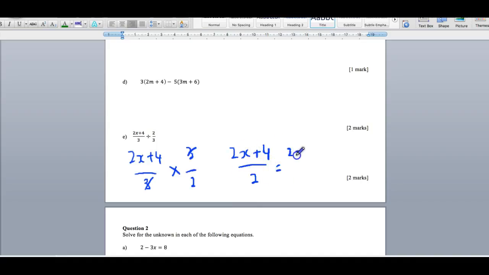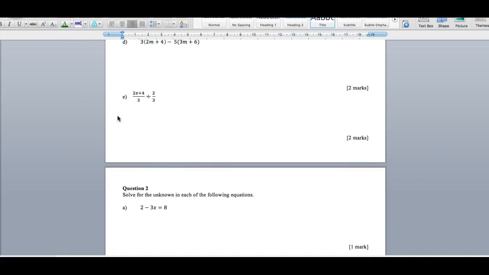You don't have to write this. I'm just letting you see how we get the final answer. So 2x on 2, the 2's cancel out, and then 4 divided by 2 is 2. So we're left with just x plus 2 as your final answer. Now, if you couldn't do that by hand, if you did it on your CAS calculator and got x plus 2, you would still get 1 mark, which is good, better than 0 marks.